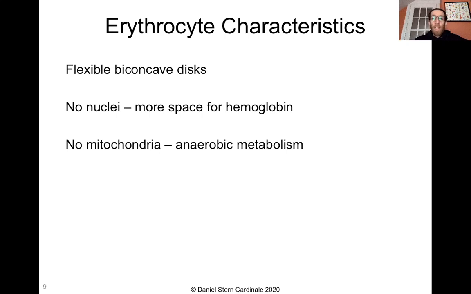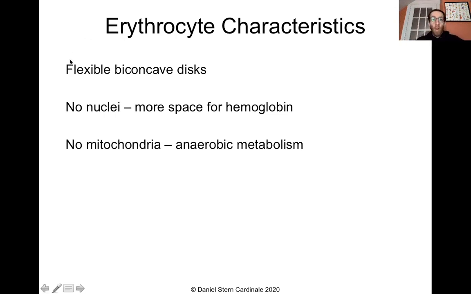So now let's talk about the characteristics of erythrocytes, or red blood cells. Red blood cells are flexible biconcave discs. Okay, so they're discs, so they're flat and round. They're biconcave, meaning that each side is thinner in the middle than it is on the edge. So it's like a donut, and then it becomes flat in the middle.